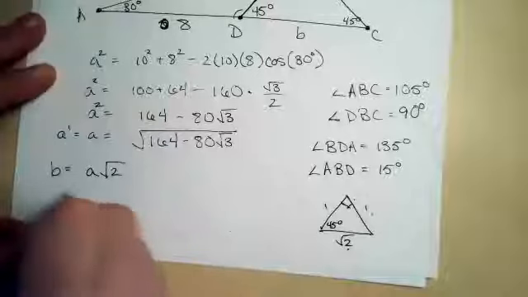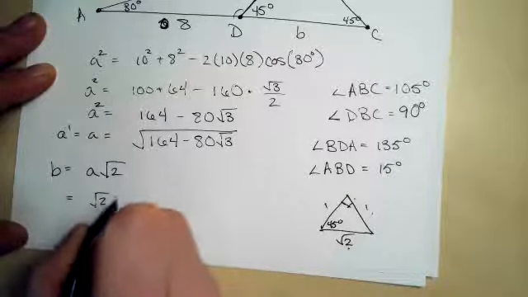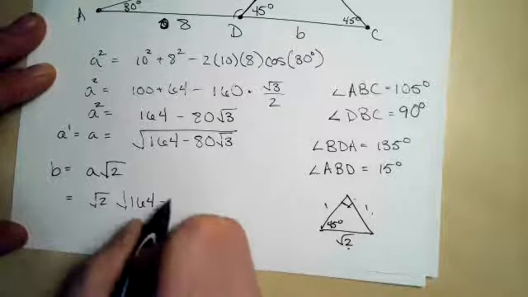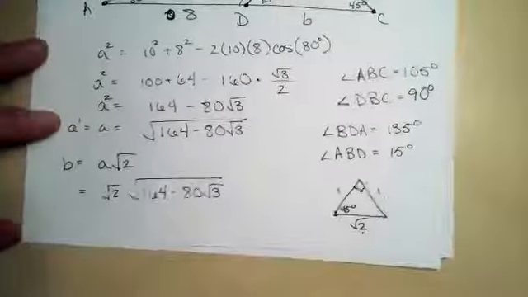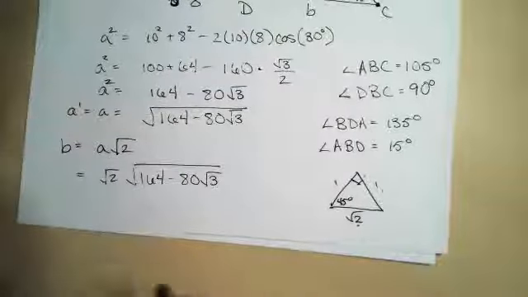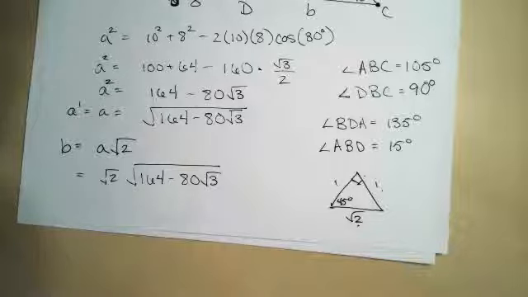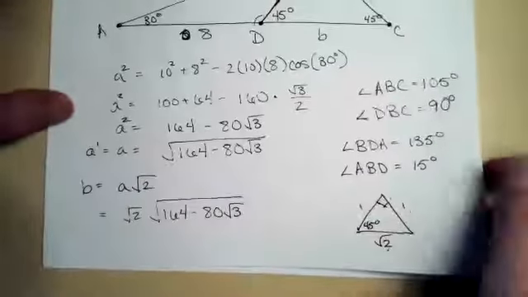Which is going to look like a messy expression. So it's going to be square root of 2 times square root of 164 minus 80 square root of 3. And so we could multiply the square root of 2 under there. We could factor out the square root of 2. These numbers factor a little bit better if we wanted to make that a little nicer. Let's go through that real quick, just because working with square roots is always a little bit of a hiccup for a lot of people.